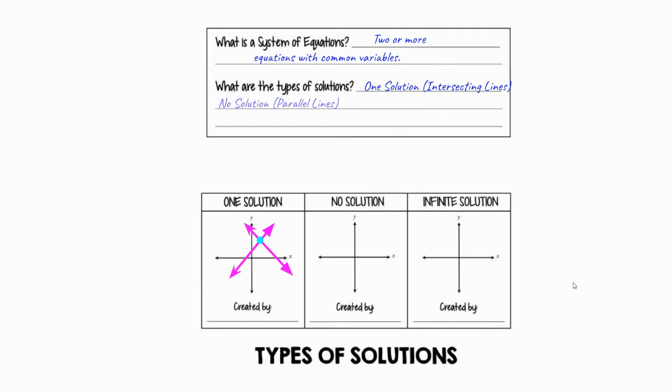Now, you could have no solution, and this happens. You have this picture as well. What if I graphed my two lines and they were parallel? So let's think about this. Do parallel lines ever cross each other or ever intersect? No, because we've talked about how that's the definition of parallel lines.